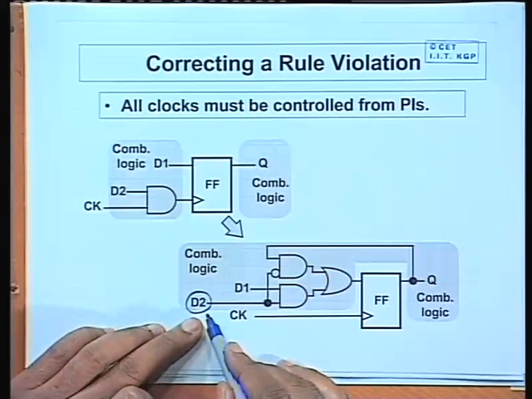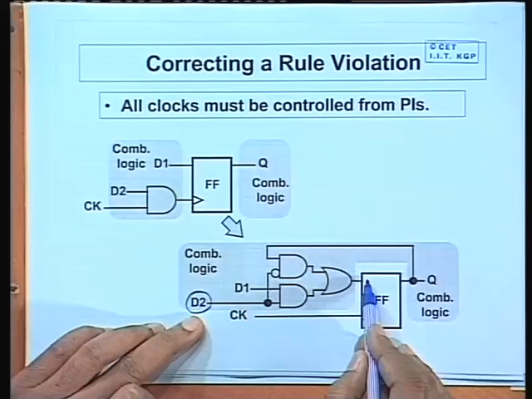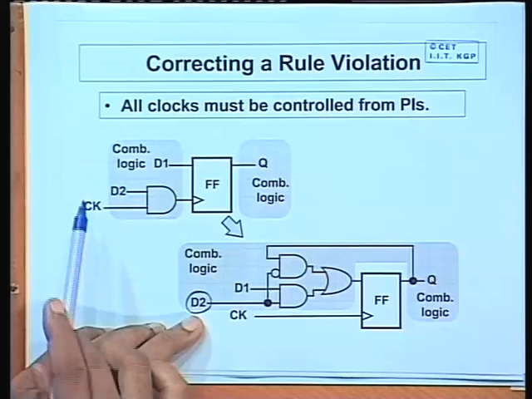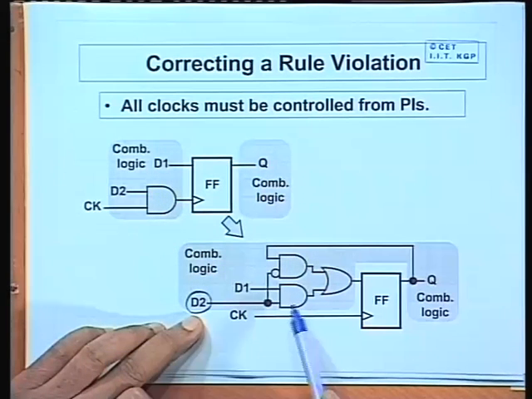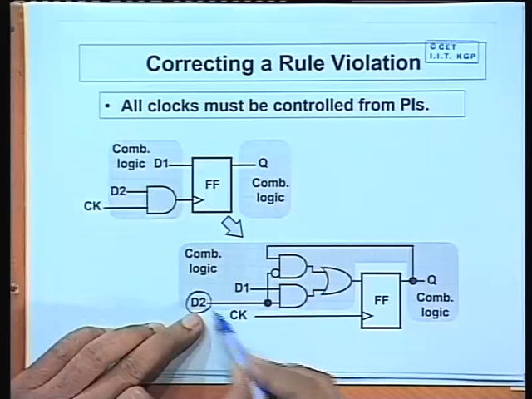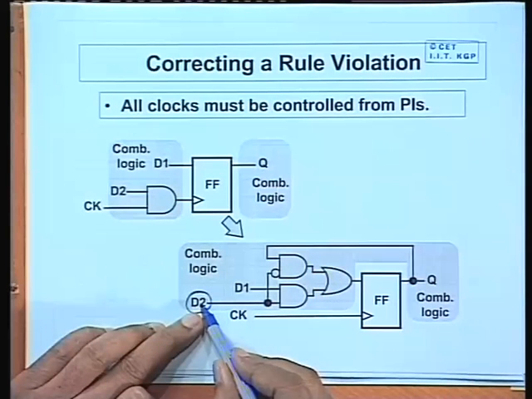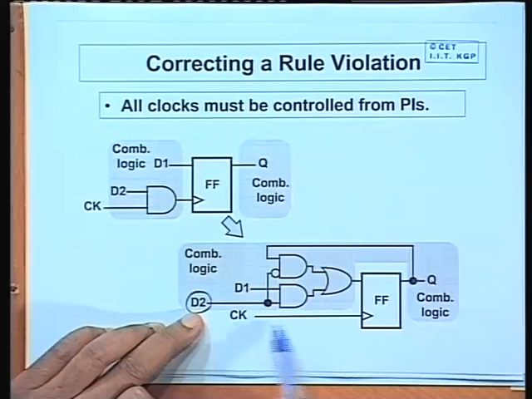If D2 is 1, D1 is selected. This is the normal behavior of the circuit. If D2 is 1, then whenever clock comes, D1 will go in. Exactly that thing happens. But if D2 is 0, here the clock was not coming at all, but here you cannot stop the clock from coming, clock is directly connected.